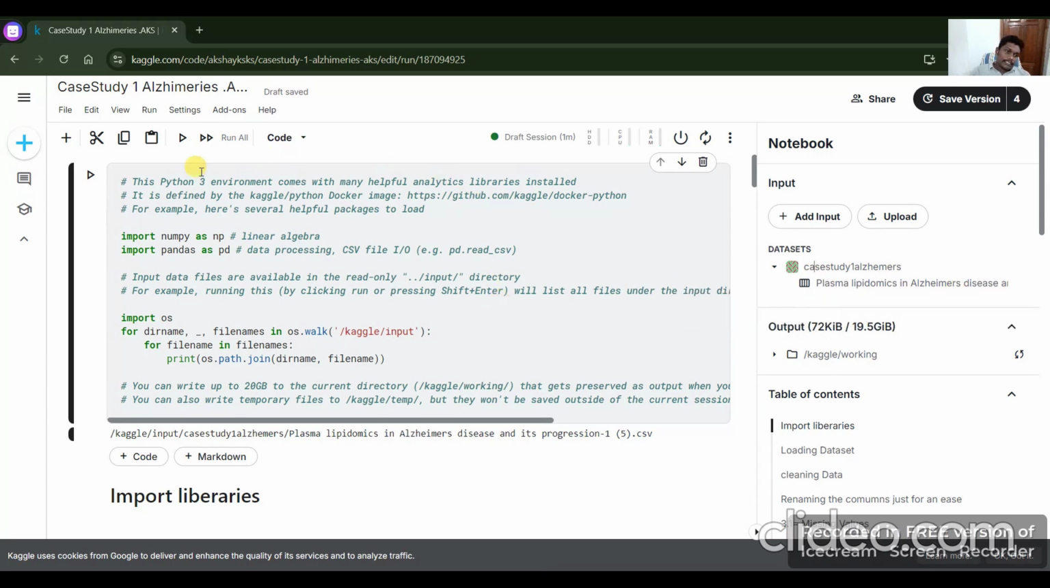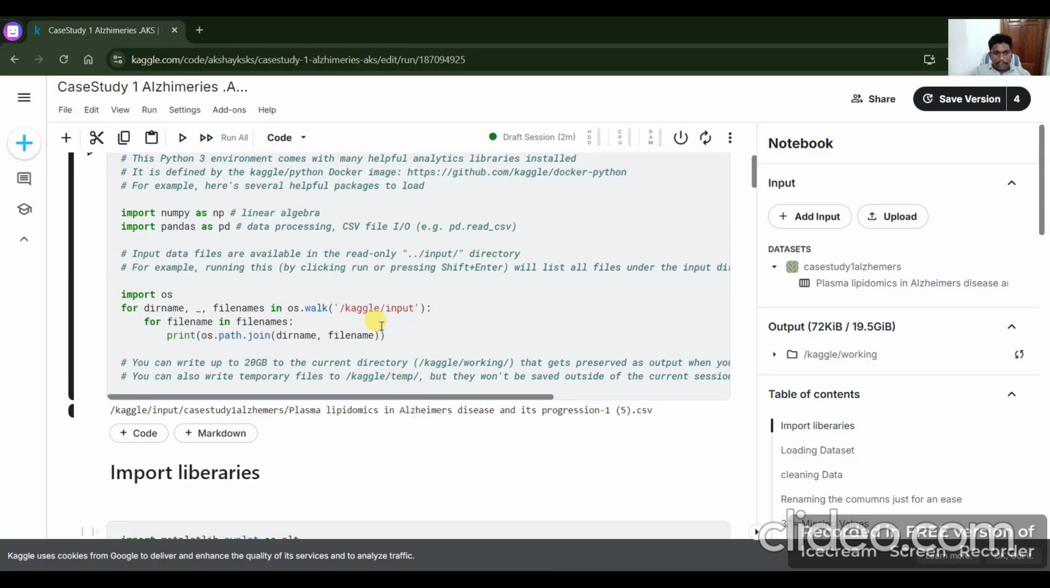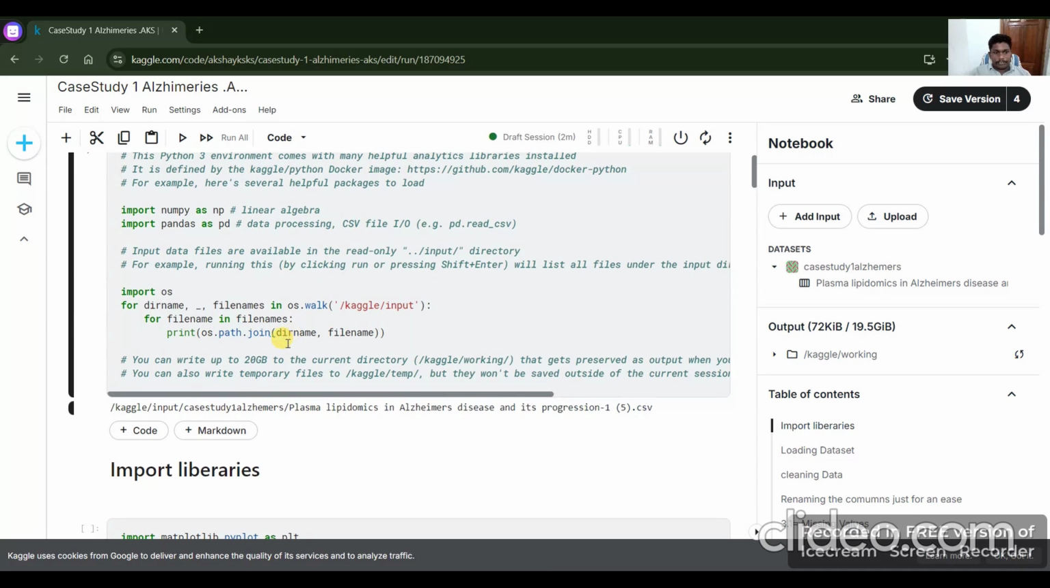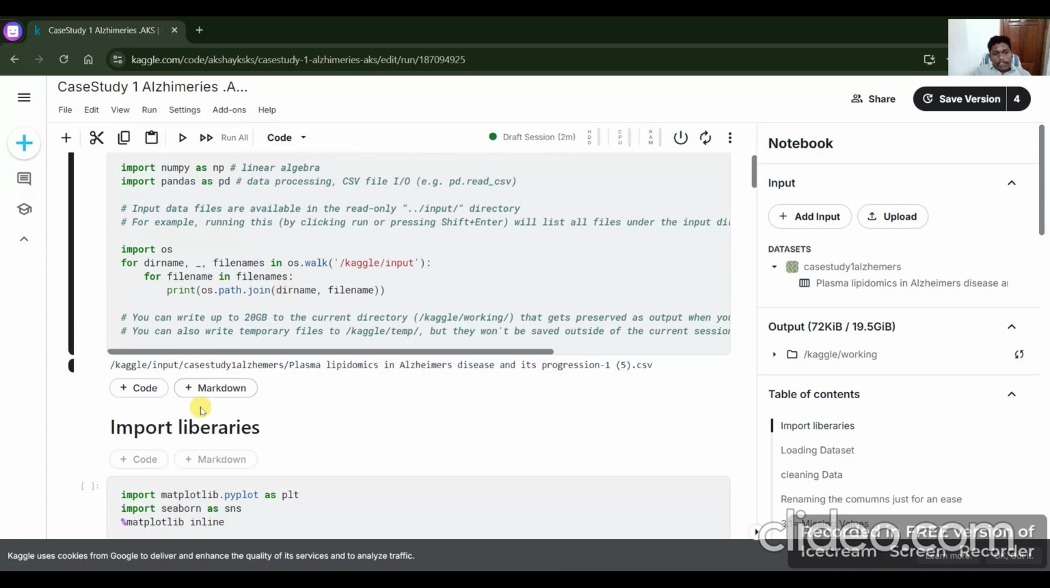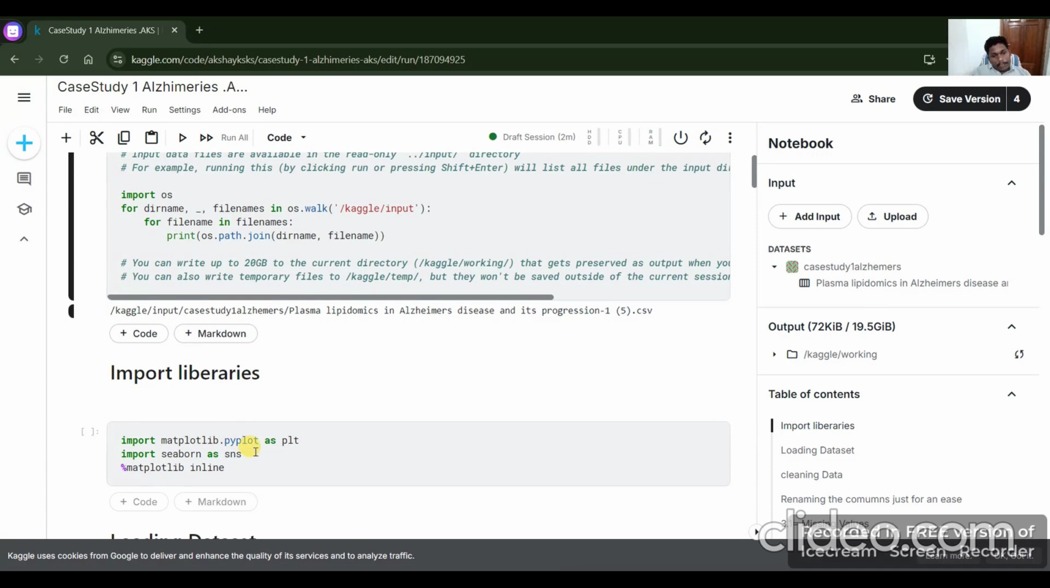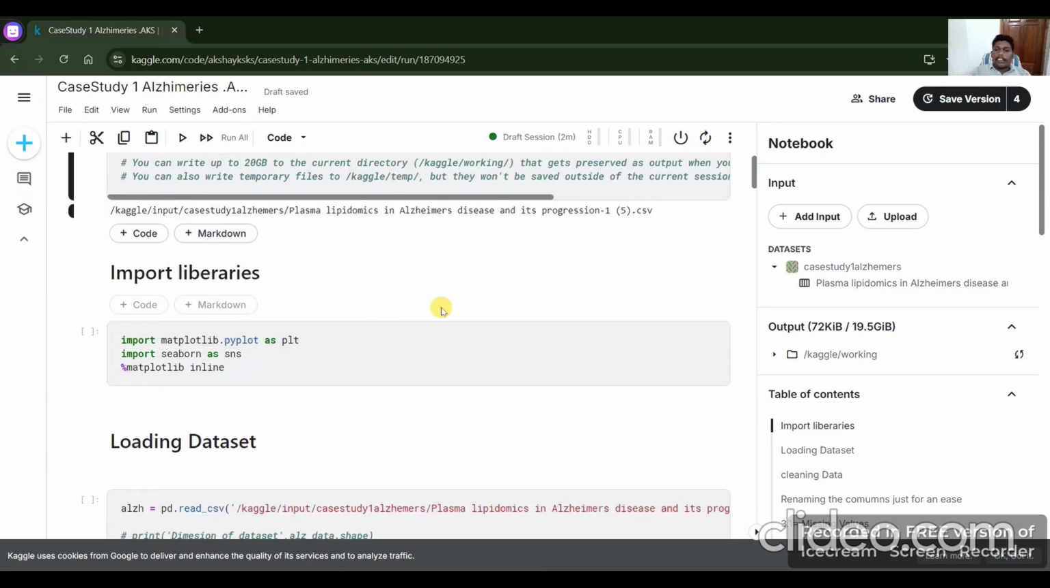First we import numpy as np, pandas, and all the other functions, and Kaggle. Here we can see the CSV file running with os.path.join. Then, after importing libraries like matplotlib and seaborn, we load the dataset.